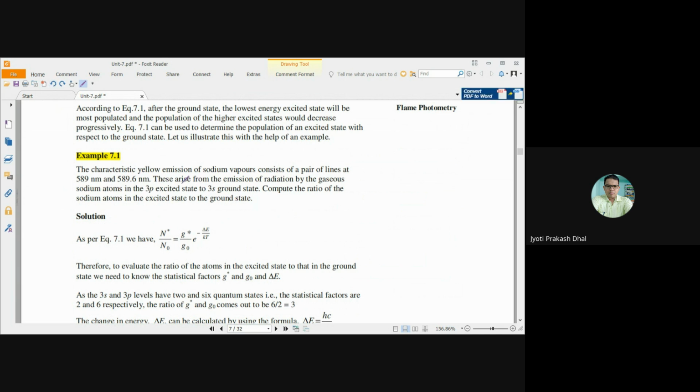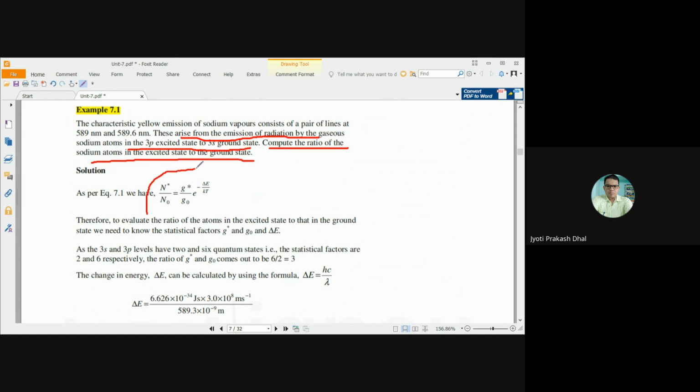This one is the question. These arise from the emission of radiation by gaseous sodium atoms in the 3p excited state to the 3s ground state. Compute the ratio of the sodium atoms in the excited state to the ground state. So here the Boltzmann statistical distribution formula is N star divided by N naught equals g star by g naught into e to the power minus delta E by kT. Therefore, to evaluate the ratio of the atoms in the excited state to the ground state, we should know the statistical factors g star and g naught, and also we should know the value of delta E.